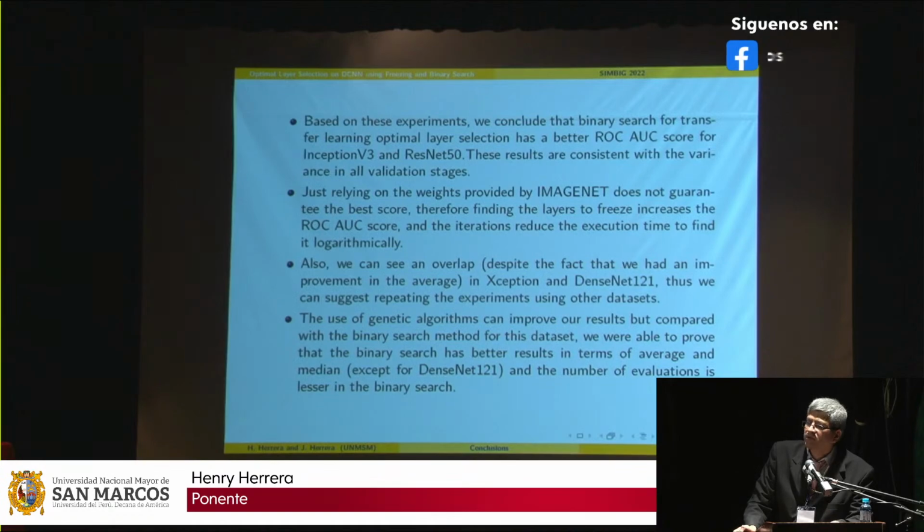So we suggest repeating experiments using other datasets. And the use of genetic algorithms can improve the results, but compared with the binary search method for this dataset, remember this dataset, we were able to prove that the binary search has better results because we are using fewer iterations.